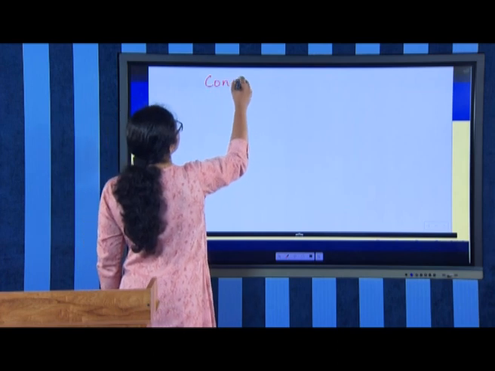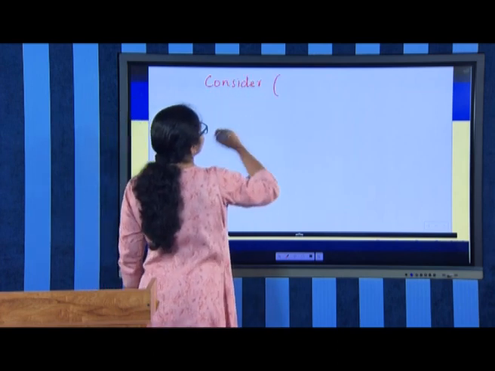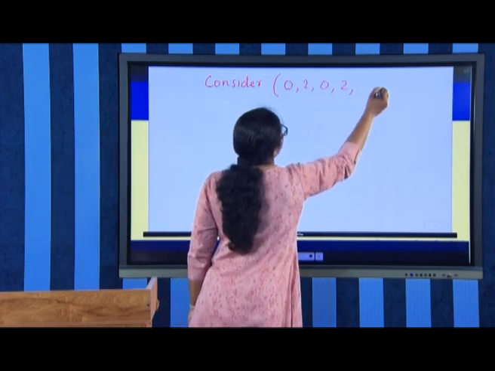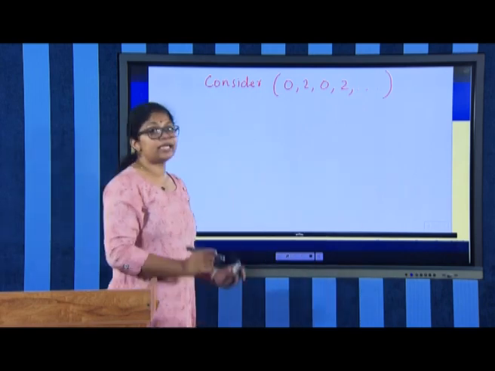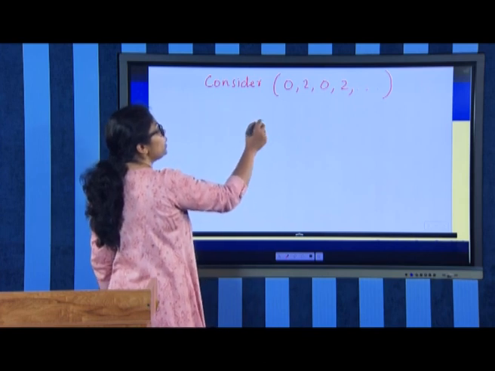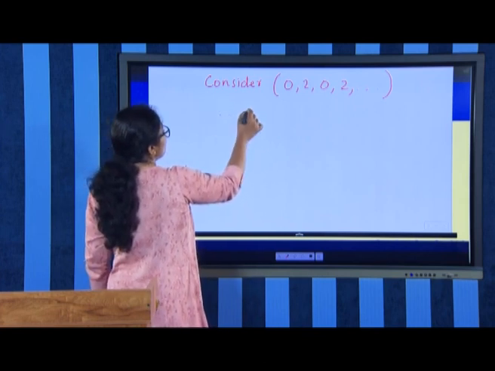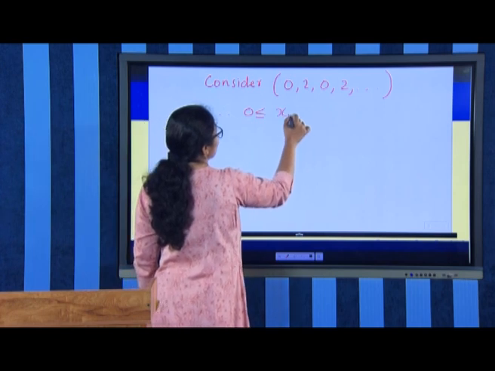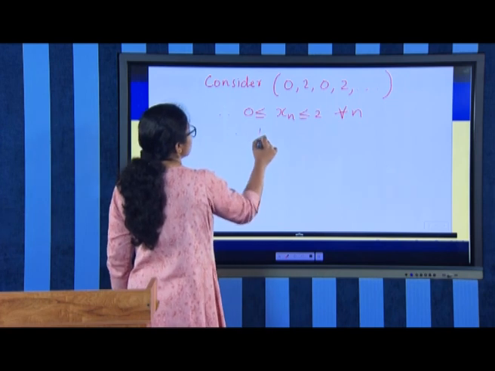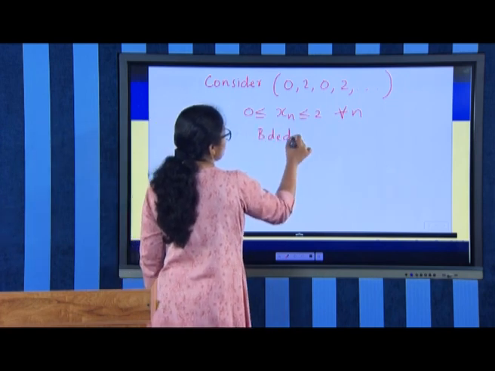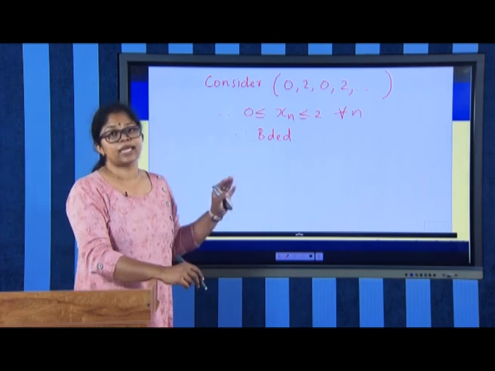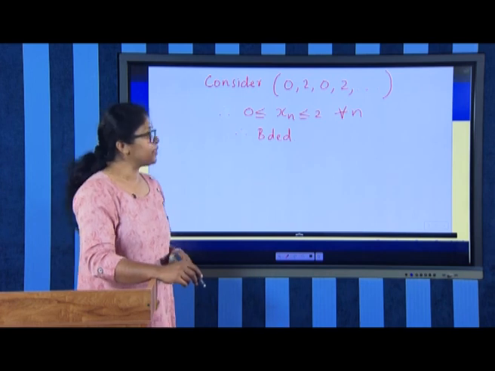Consider the sequence say 0, 2, 0, 2 etc., which is definitely bounded because every element is less than or equal to 2 and greater than or equal to 0. Therefore, 0 is less than or equal to xn less than or equal to 2 for every n, and hence it is bounded. So, it does not satisfy the divergence criterion that the sequence is unbounded.